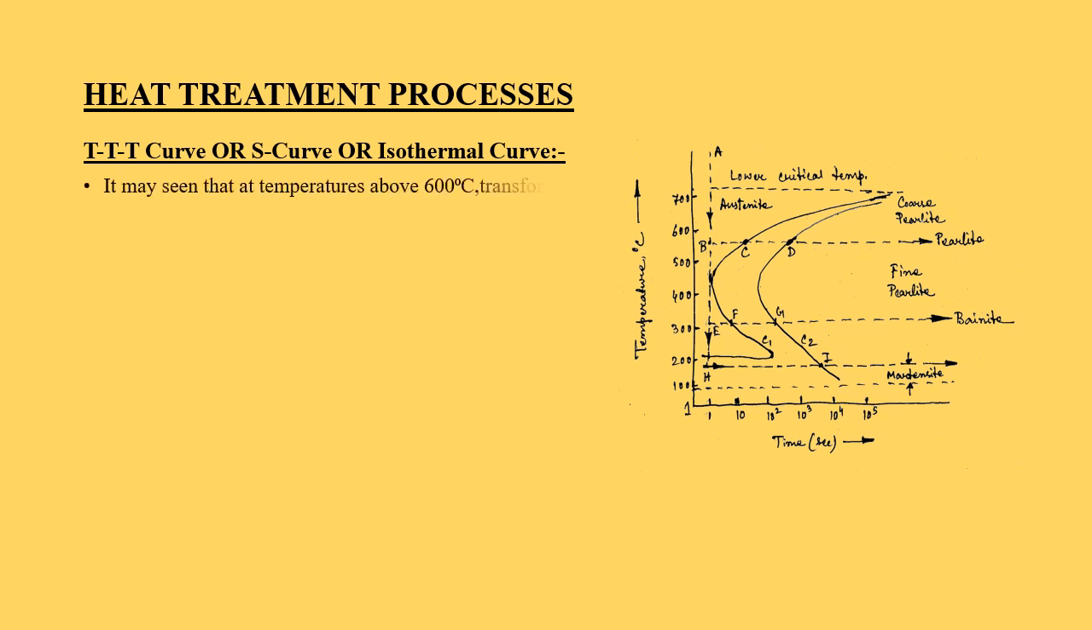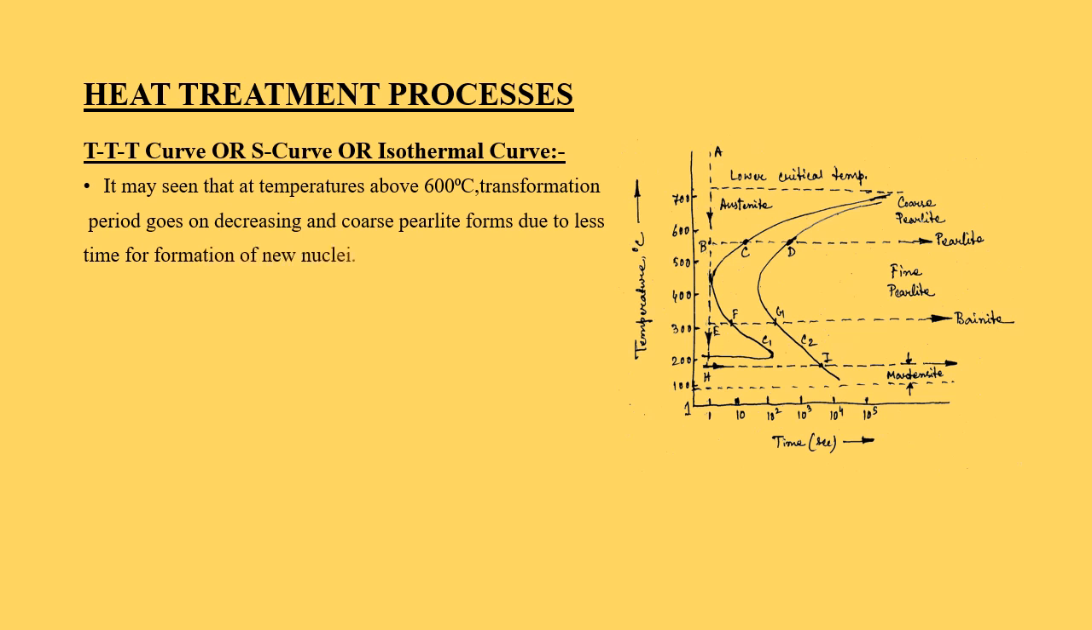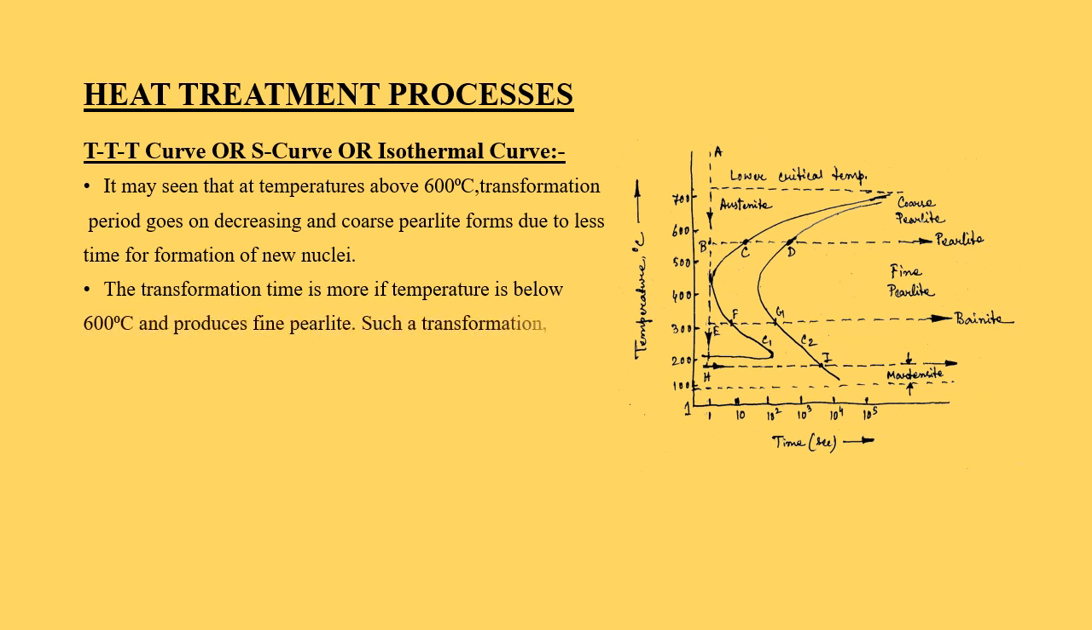In the diagram, above 600 degrees centigrade, the transformation period goes on decreasing and coarse pearlite forms due to less time for the formation of new nuclei. Below 600 degrees centigrade, the transformation time is more and fine pearlite is produced. Such a transformation taking place at constant temperature is known as isothermal transformation.